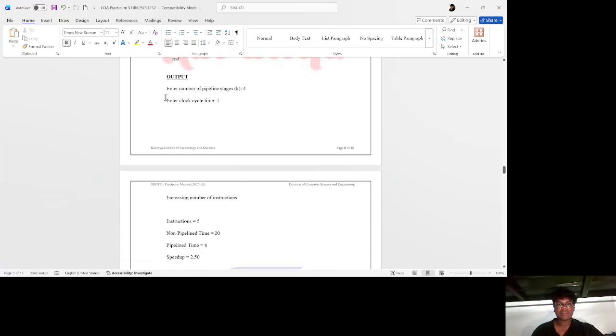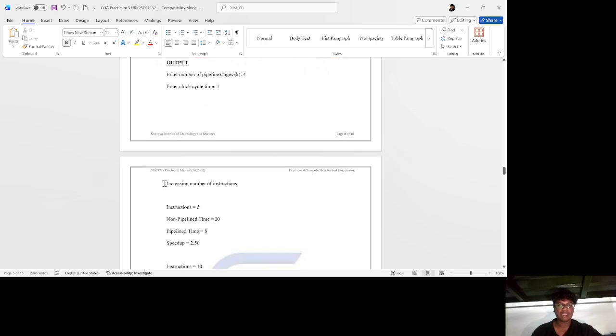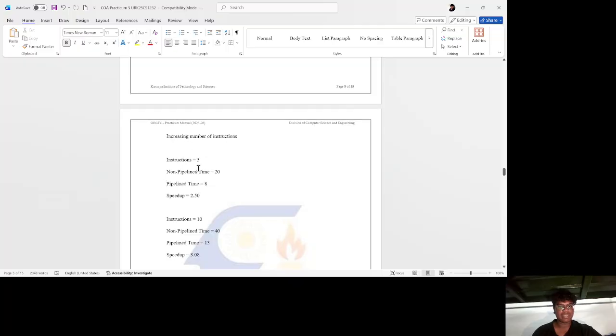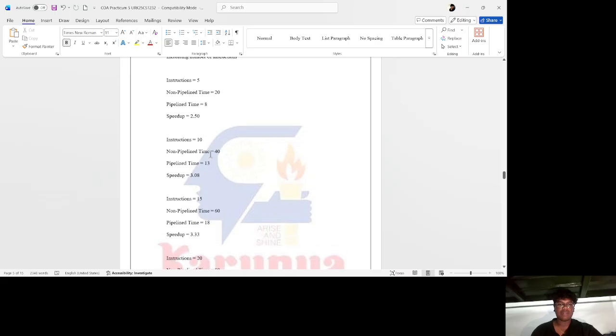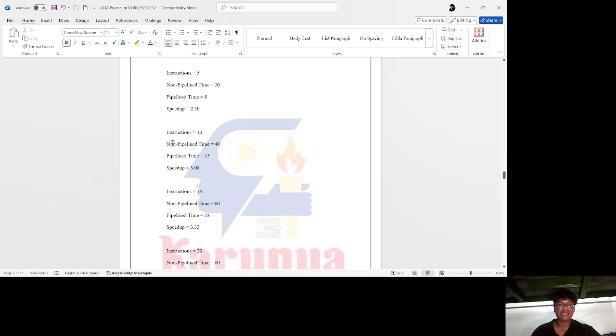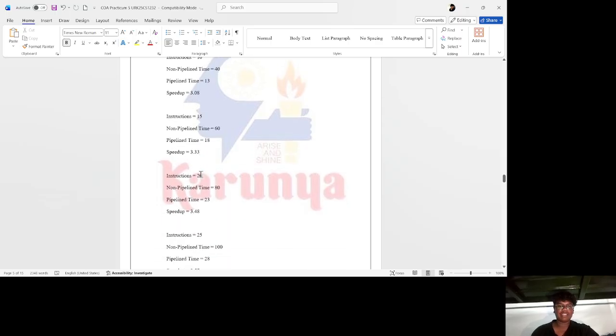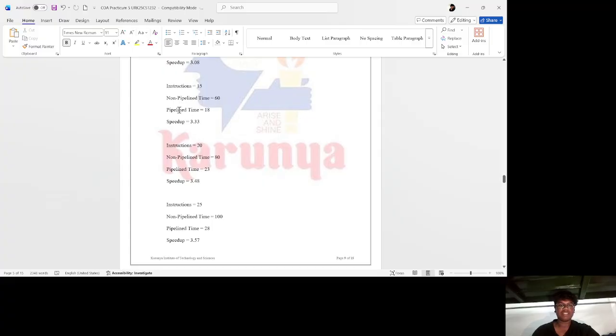Output for this program: enter the number of pipeline stages, 4, and enter the cycle time, 1. With instructions 5, non-pipeline is 20 and pipeline time is 20. When we divide both, we get 2.50. With instructions 10, non-pipeline time is 40 and pipeline time is 13, and speed up equals 3.08. With instructions 15, non-pipeline is 60 and pipeline is 18. When we divide these both, we get 3.33.